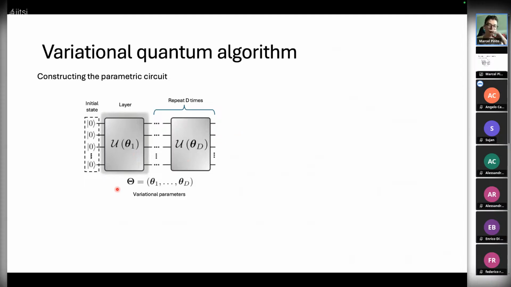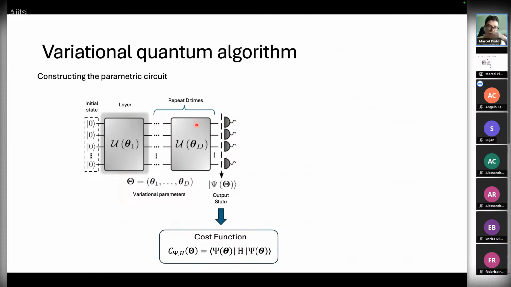After repeating these layers, you have a vector of vectors, a matrix of variational parameters. And then you want to find the best parameters that solve the problem you're trying to solve. For example, after performing the circuit, you have an output state, and then you can define a cost function. A cost function is a function that returns a number and can be anything relevant to your system. In this case, we want the ground state, so the cost function will be the energy.